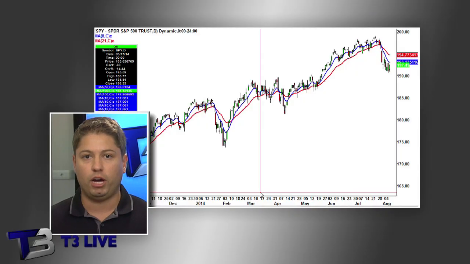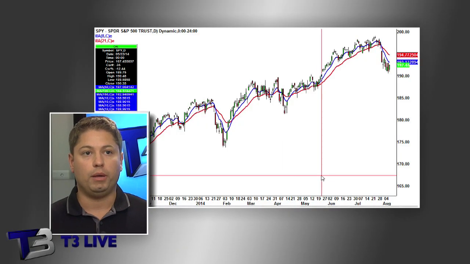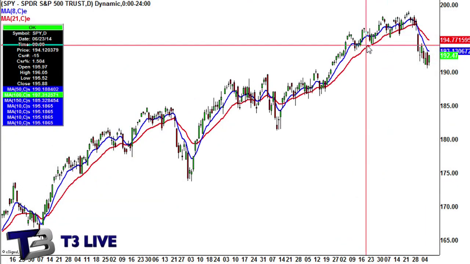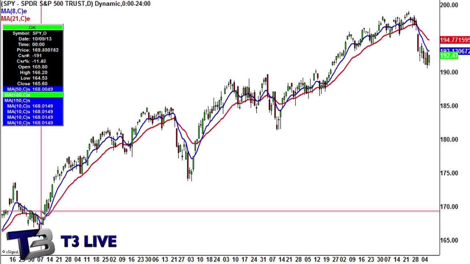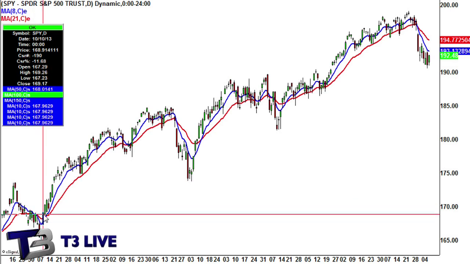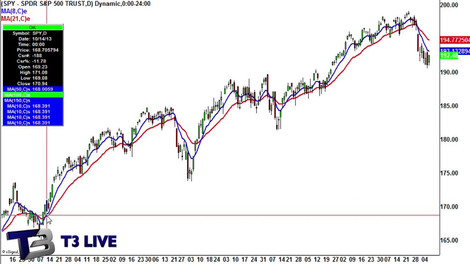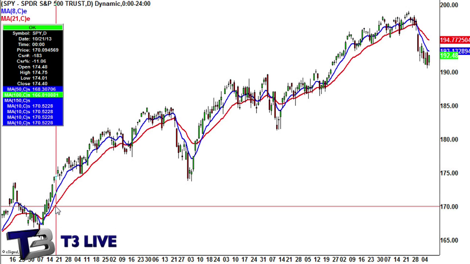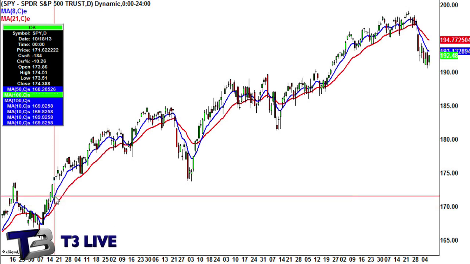I'm going to flip up now to the spider chart, and I'm going to bring up the 8 and 21. My blue line is the 8 EMA, the red line is the 21 EMA, and this chart goes way back to October 2013. And you can see whenever a shorter term moving average is above the longer term moving average, so whenever the 8 is above the 21, that is indicative of the bulls being in control and there is an uptrend.